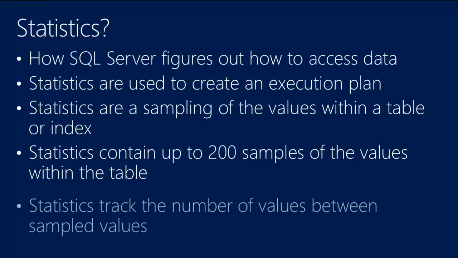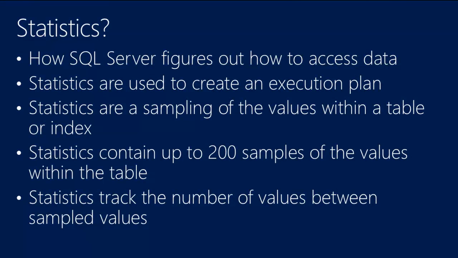We then track the number of values between the values that we're sampling so that SQL Server can get a decent idea of how much data there is for it to crawl through to find the information you're looking for. Now, obviously, this isn't perfect, but it's good enough to get the information that SQL Server needs to go get the data you're looking for as fast as possible, or what it thinks is as fast as possible.